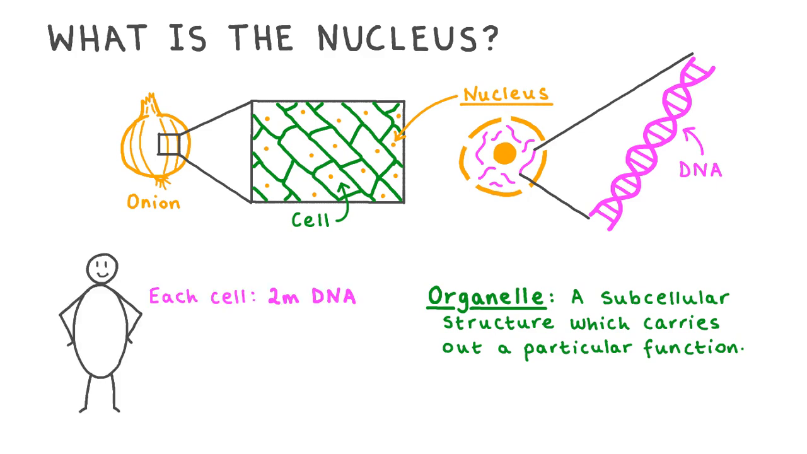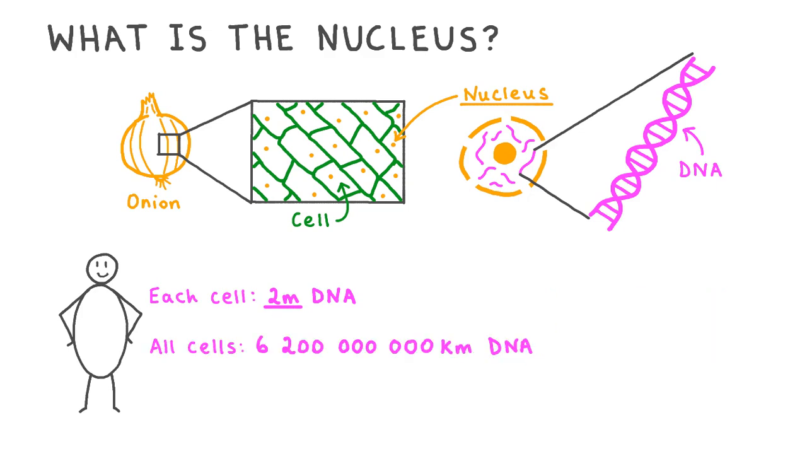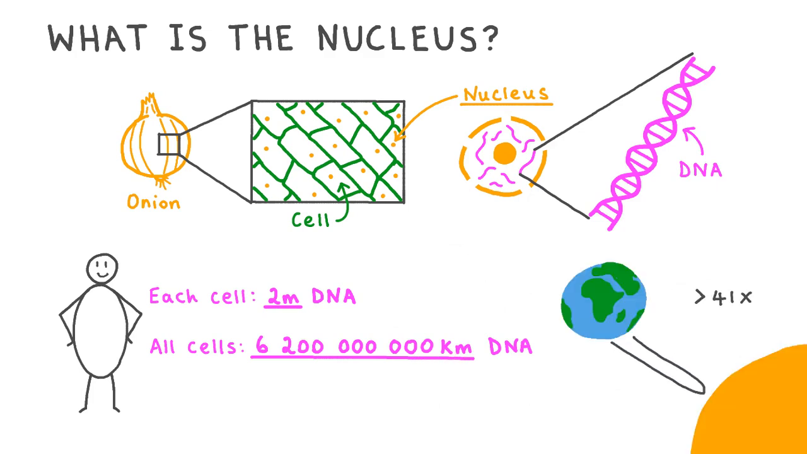The nucleus of each human cell contains a massive 2 meters of DNA that is tightly packed and organized. If we took all the DNA strands from all of your cells and put them together end to end, it would measure up to 6.2 billion kilometers. That's more than 41 times the distance between the Earth and the Sun.